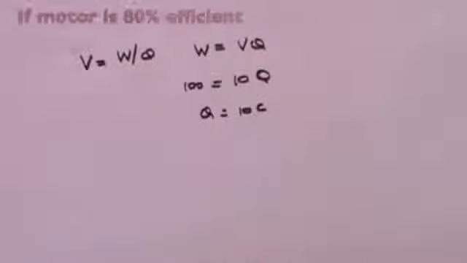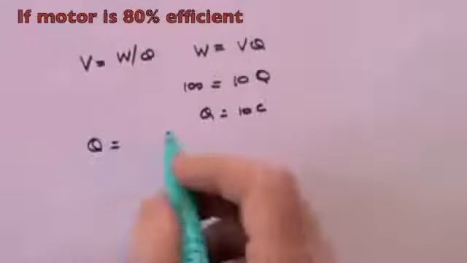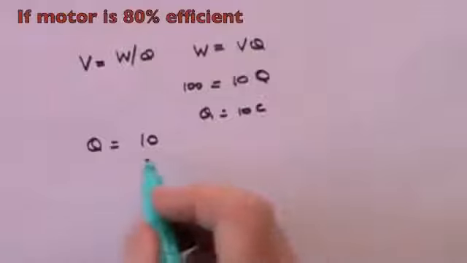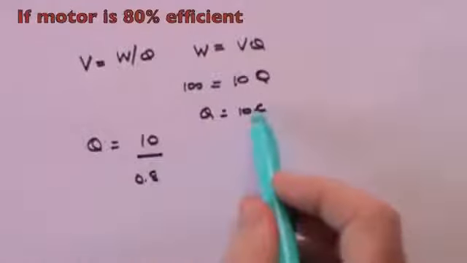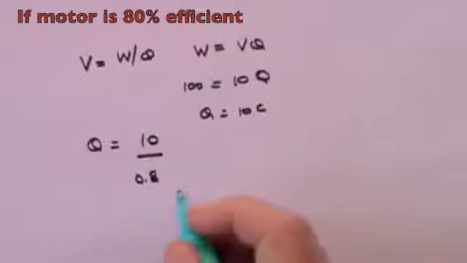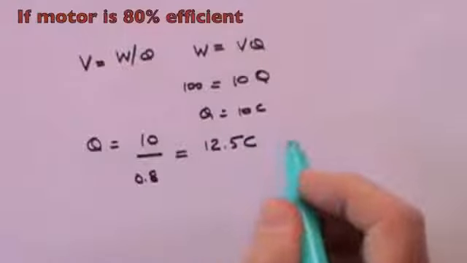Now the second part of the question is, suppose that motor engine is only 80% efficient. What charge do you now need? And the answer is that the charge will be the 10 coulombs, which was the answer we got here, divided by 0.8 because it's only 80% efficient. And that gives you 12.5 coulombs.